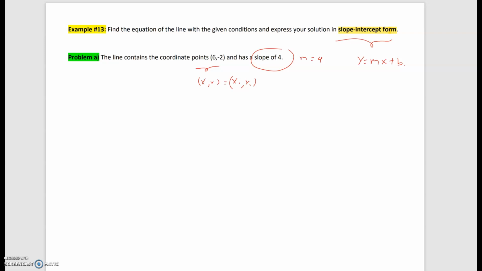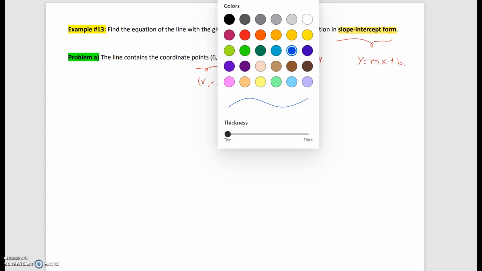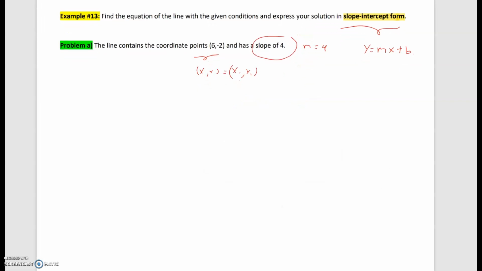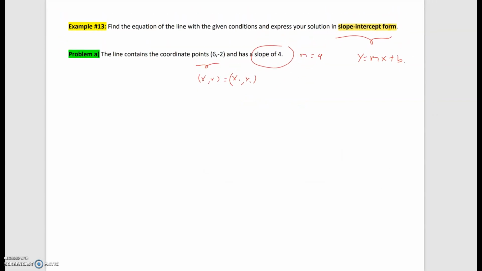Now, I'm going to use two approaches for both of these problems, and it all depends on the numbers that you get. One may be a little bit faster to do than the other one. So let me start on this one with point slope form.